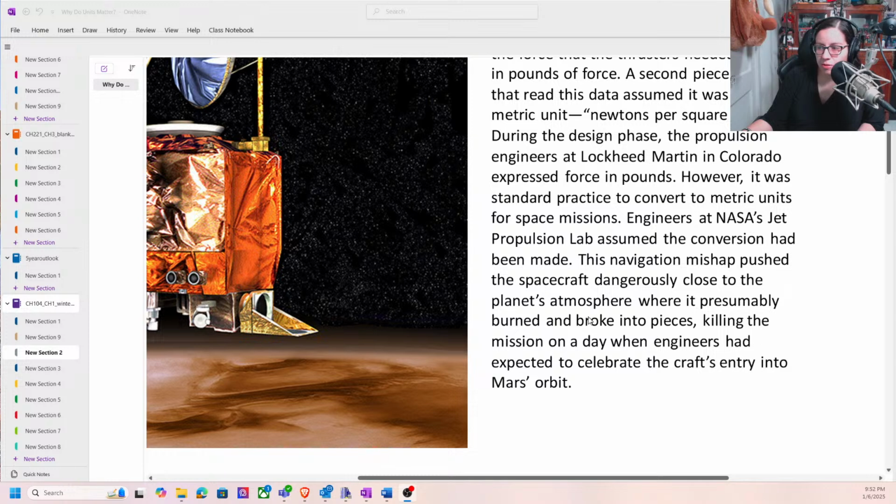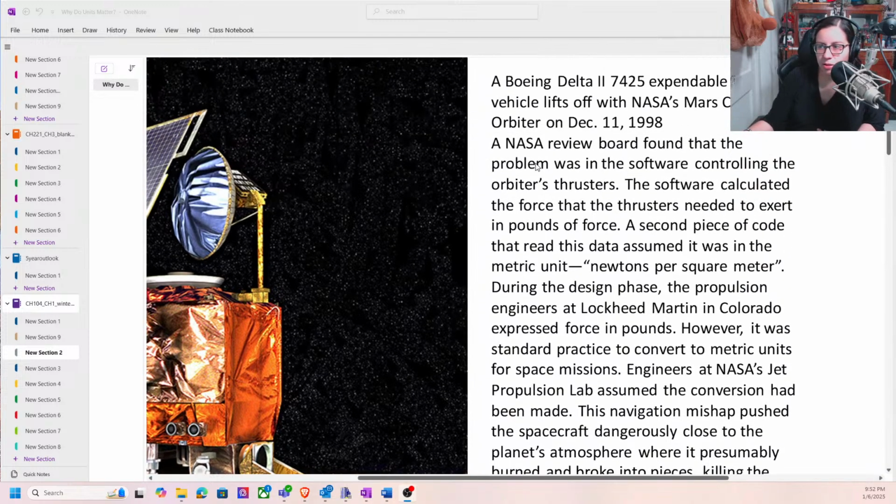That the spacecraft landed too close in the atmosphere where it burned and broke into pieces. And okay, whoa, why did that happen? They found that the problem was that the software calculated the force that the thrusters needed to exert in pounds of force, and then a second piece of coding assumed that it was in the metric unit.